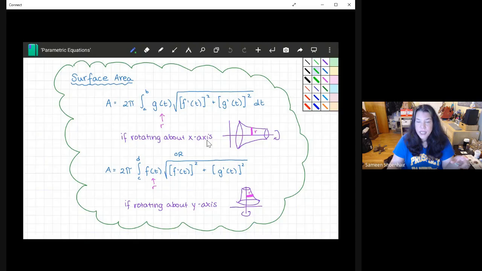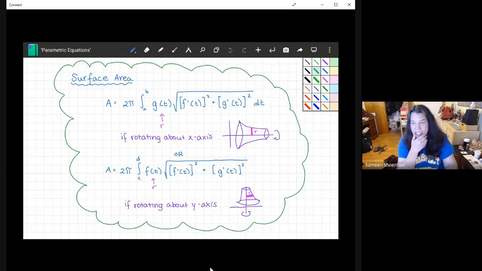If you're rotating around the x-axis, then this in the picture represents r, and this is going to be based on the y-coordinate. And so that's why this is g of t. But if you're rotating about the y-axis, now this represents r, which is going to be based on the x-coordinate, and that's why r is f of t. But other than that, it's just like our surface area formulas from before. And that's your brief introduction to parametric equations.